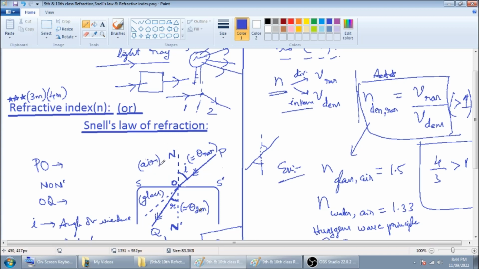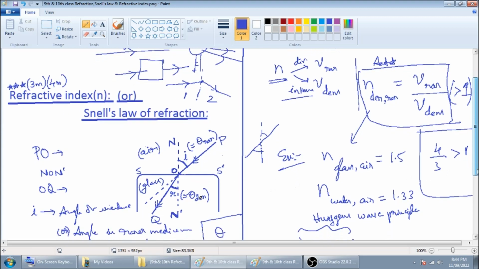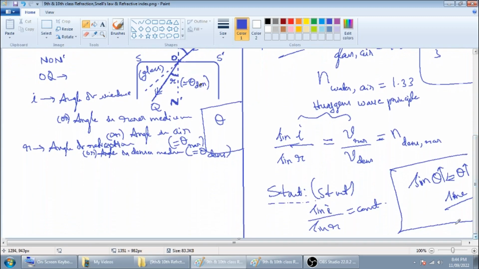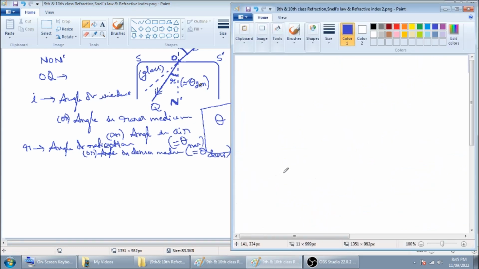So exactly speaking, the best refractive index is the refractive index of any medium with respect to vacuum, because any medium has to be denser than vacuum compulsorily. Such a refractive index of any medium with respect to vacuum is simply called the absolute refractive index. So the absolute refractive index, I'm just writing it on a new page on the right hand side of the screen. This is the next small topic. I'm writing in short, later I'll write this more clearly.